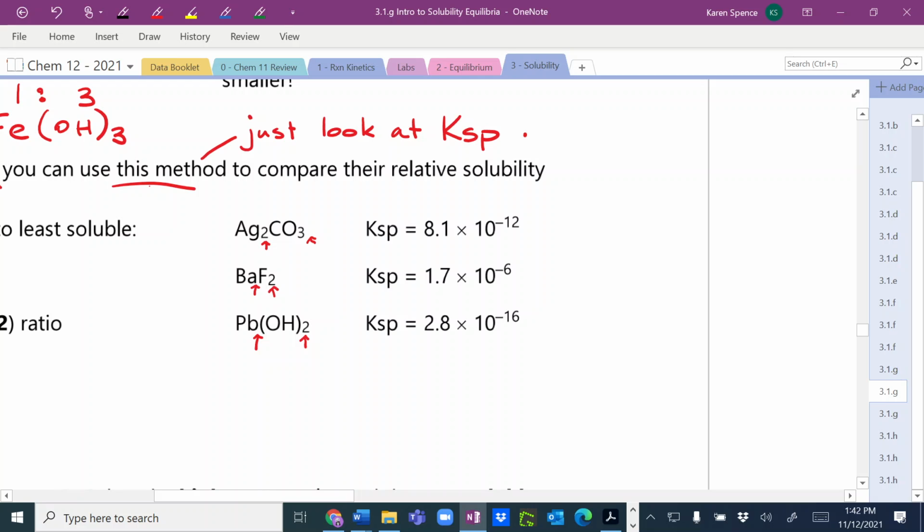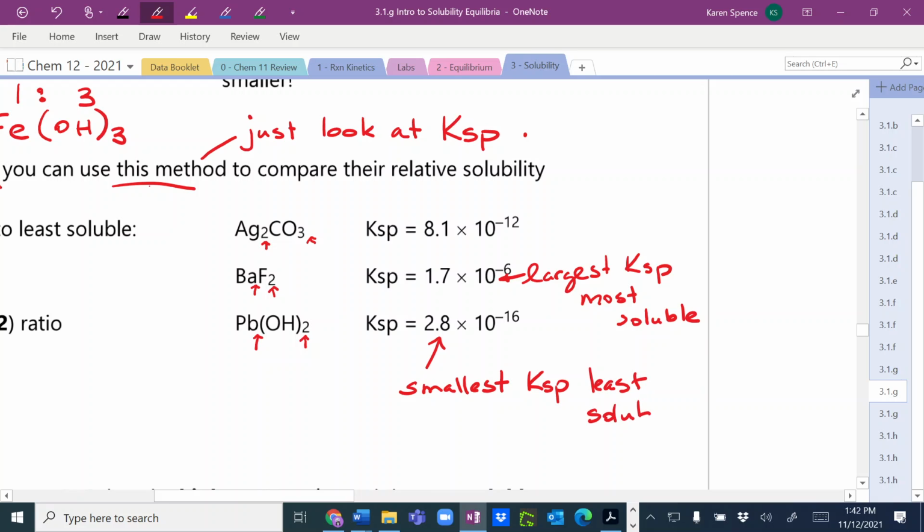Yeah, B is the most soluble, barium fluoride. It has the largest KSP, therefore it is the most soluble. Who is the least soluble? Would that be A, B, or P? 5, 4, 3, 2, go. Yes, that would be our lead. So we have the smallest KSP, which is the least soluble.